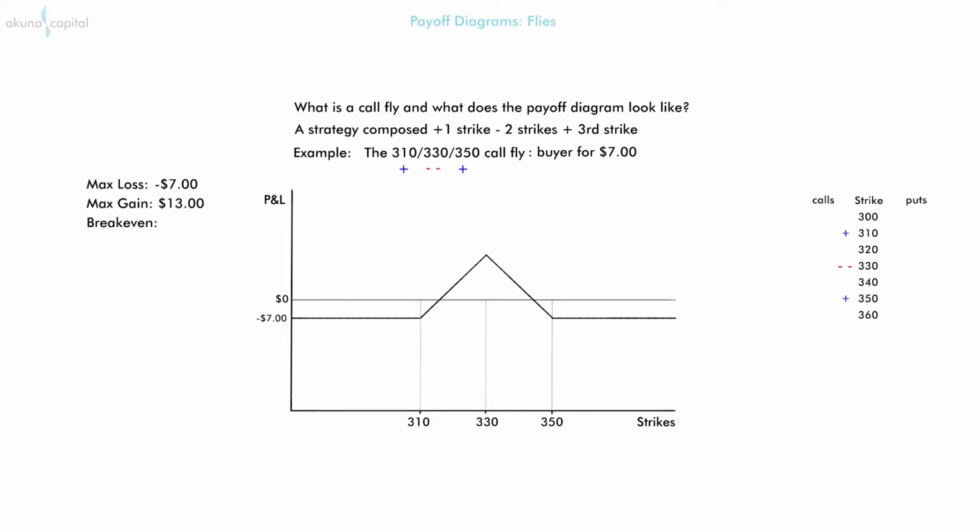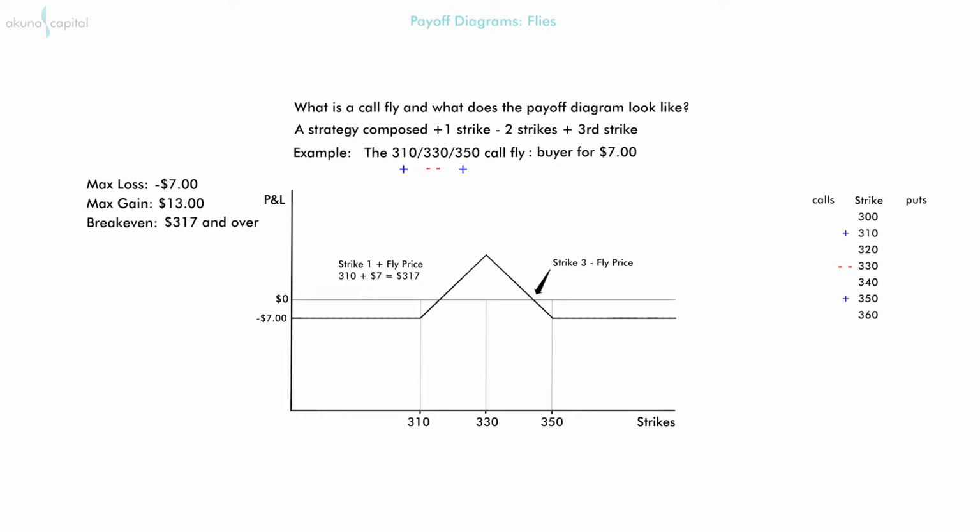Finally, let's look at our break-even point, of which there are two in this example. The first we get by adding the price of the fly to the first strike. This makes it clear that the underlying must finish at least above 317 to recoup our $7 cost. Anything above that amount, up to our second break-even point, makes the buyer a profit.